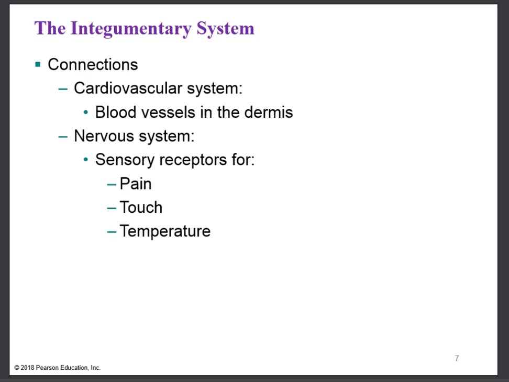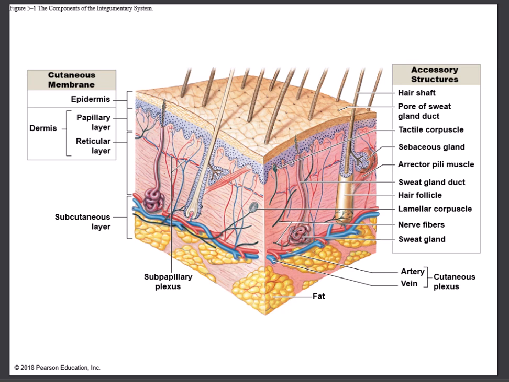Our integumentary system has very important connections to other systems in the body. The two important systems that the integument is connected to are, first, the cardiovascular system. We're going to see that we have numerous blood vessels in the dermis. If you take a look over here in the dermis, you can see these big blue veins here and this big red blood vessel here. That's the arteries. They're in the lower part of the dermis here.